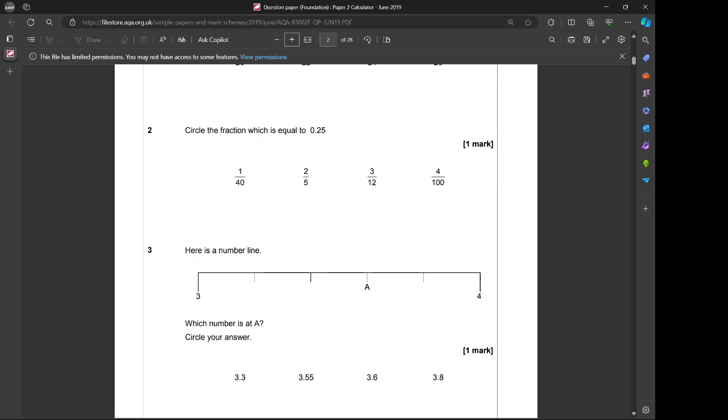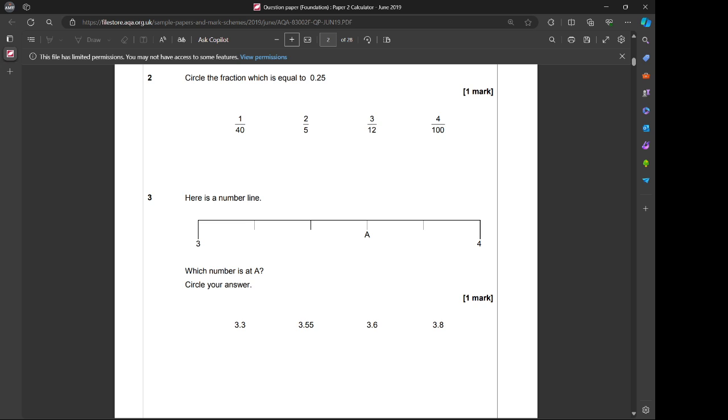And question number 3, we've got a number line. Which number is at A? Well, it's going up in 0.2 each time. So it's 3.2, 3.4, 3.6. So my answer, guys, is 3.6. Well done if you got that.